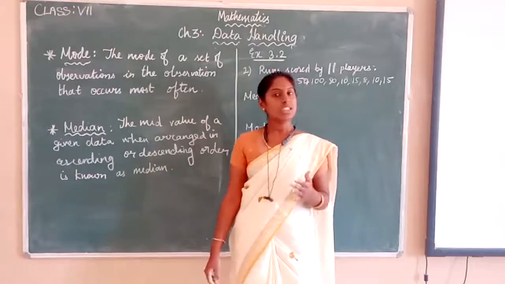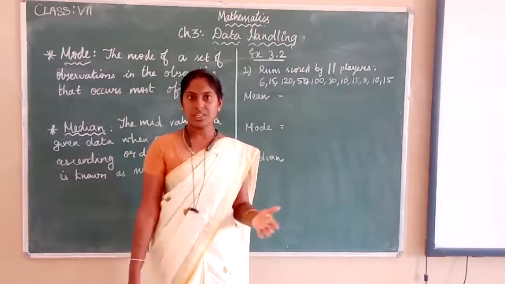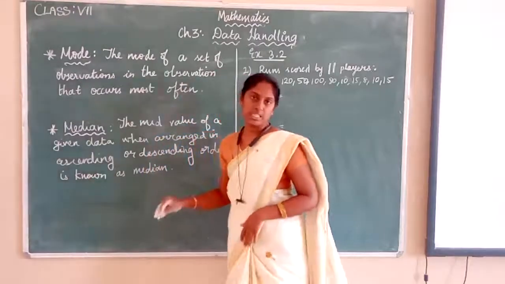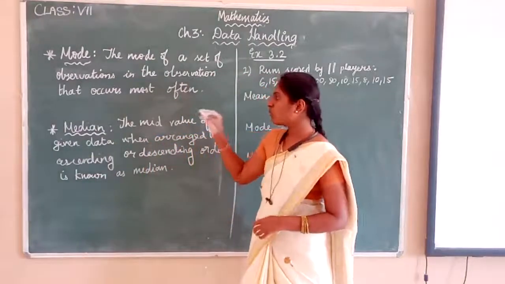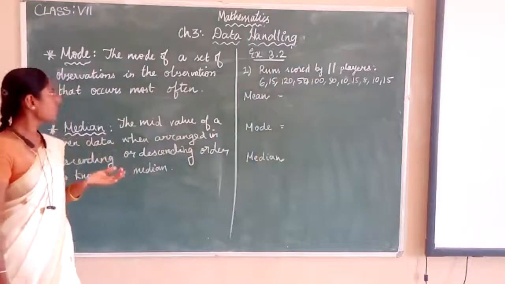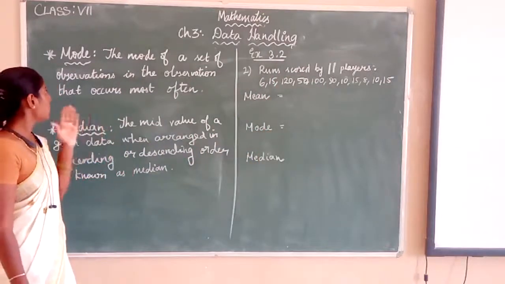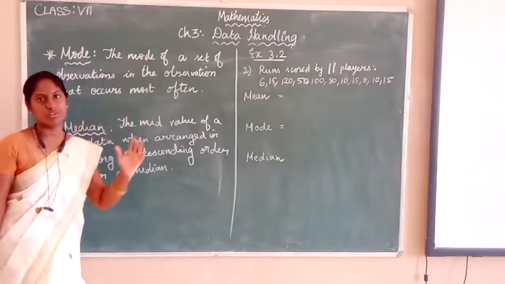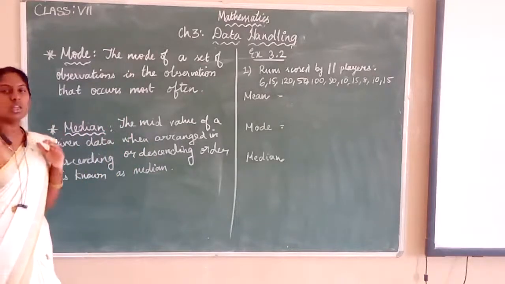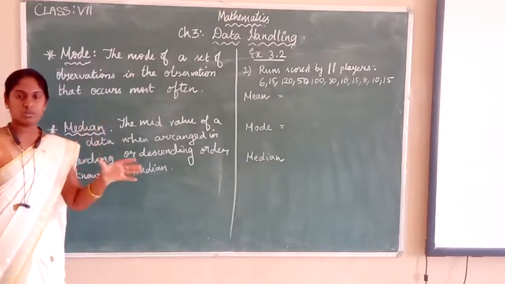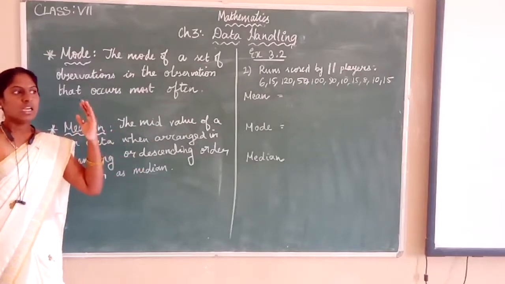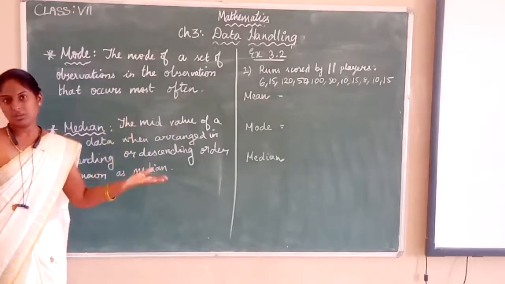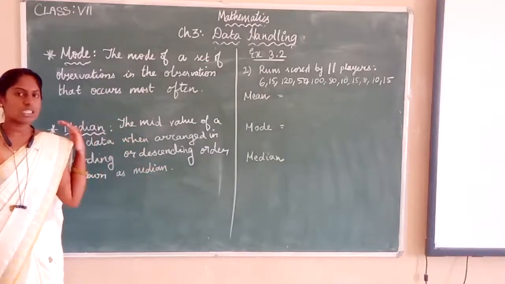In the last class we saw about mean to find the average of given data. In today's class we will be seeing two new topics, that is mode and median. The mode of a set of observations is the observation that occurs most often. If you are given a set of observations, maybe a single number can repeat 2 or 3 times. That number is known as the mode.